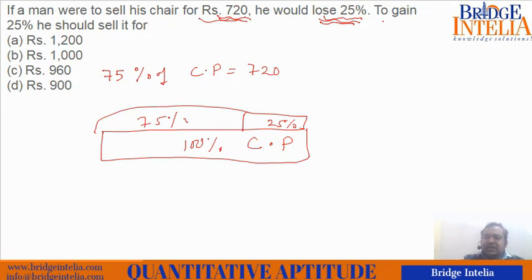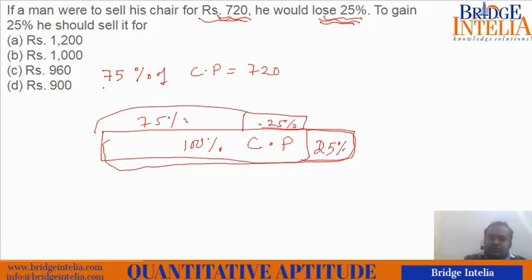The question is, to gain 25%, what price should he sell it for? If you want to gain 25%, that means you have already invested 100%, and you want to gain. So in that case, you actually want to recover 125% of what you have invested. So the question changes to: it has been given to you that 75% of something.